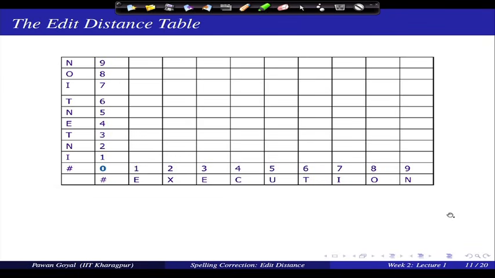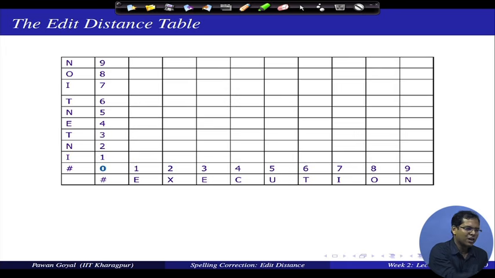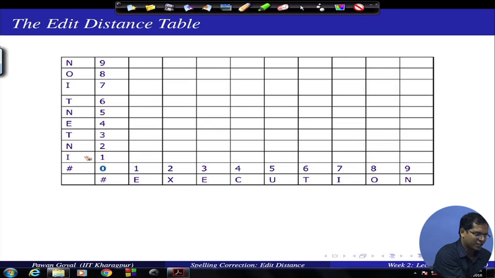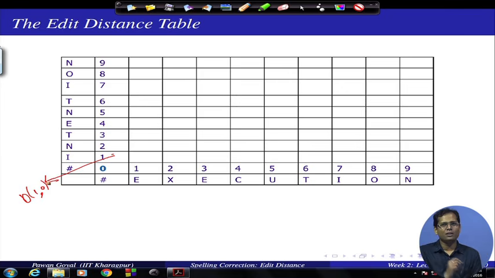Same example, intention and execution. So we already filled up some entries here. Now, can you relate to this? What is this entry? This is my D10. In initialization we saw that D10 will be simply 1, because I can simply delete this character and arrive at the final substring. Starting from i, how do I go to null? I delete i. So it's 1.